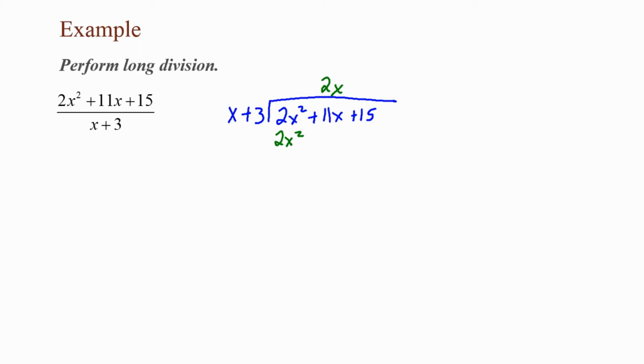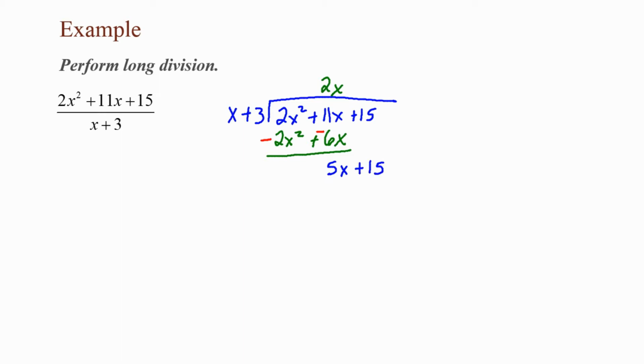Now I want to multiply 2x times the 3. 2x times 3 gives me a positive 6x. I'm going to subtract. The subtraction goes to both terms, so I need to subtract the 2x squared and subtract the 6x. 2x squared minus 2x squared is 0, which is what we wanted. 11x minus 6x is 5x. Bring down the plus 15.